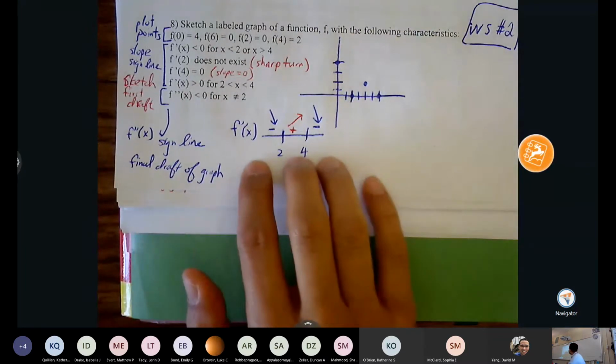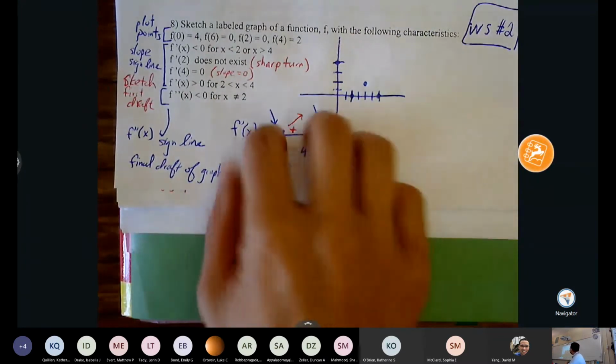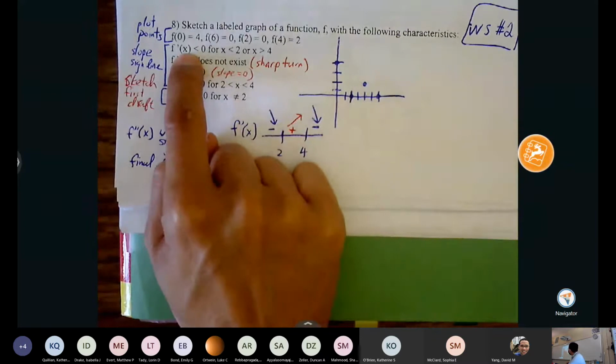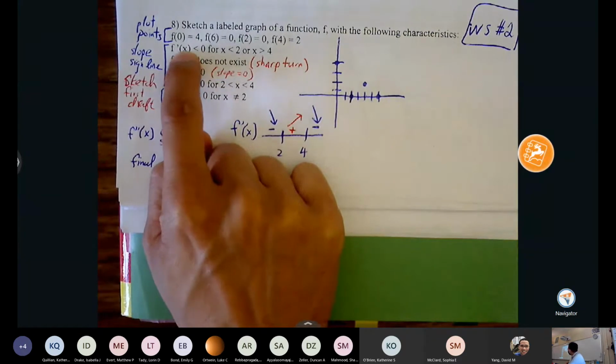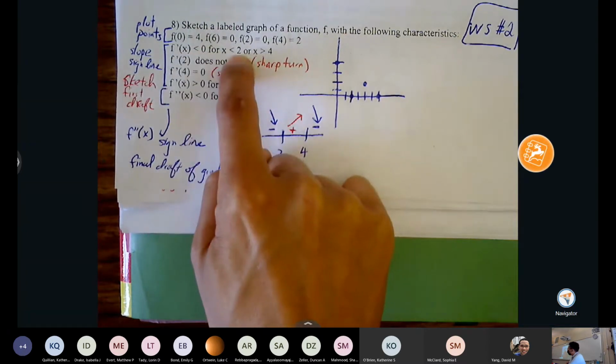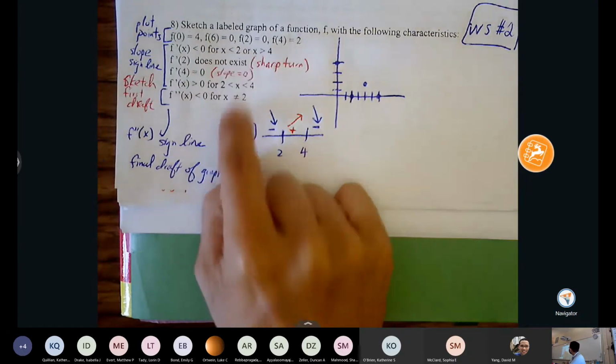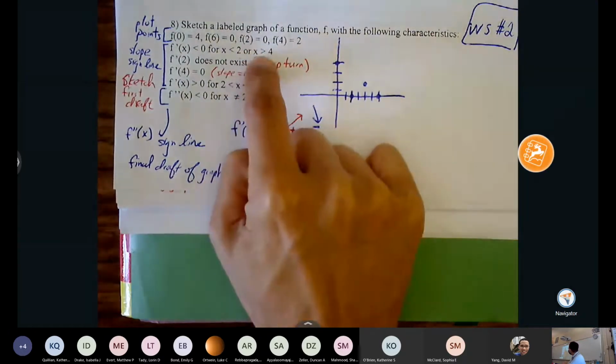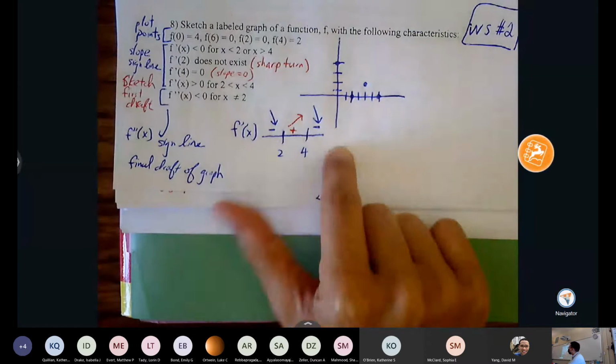Yes. Can you go over how you got the negative, positive, negative? Sure. So it says f prime of x is less than 0. That's saying f prime is referring to slope. So slope less than 0 means negative slope. So we want negative slope when x is less than 2, so that's to the left of 2. And then x is greater than 4. That's going to be to the right of 4.